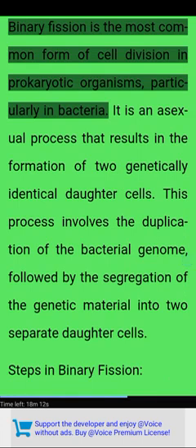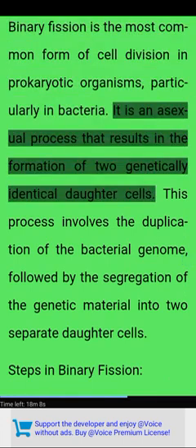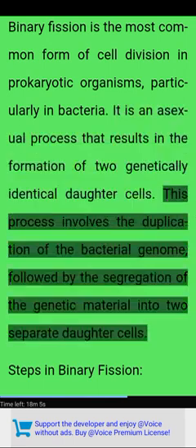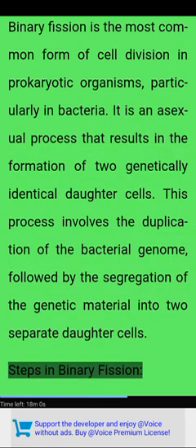Binary fission is the most common form of cell division in prokaryotic organisms, particularly in bacteria. It is an asexual process that results in the formation of two genetically identical daughter cells. This process involves the duplication of the bacterial genome, followed by the segregation of the genetic material into two separate daughter cells. Steps in binary fission.